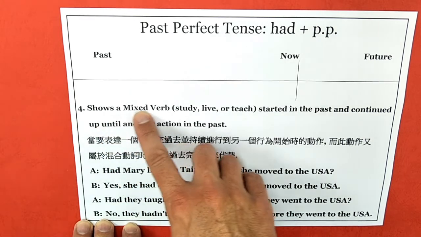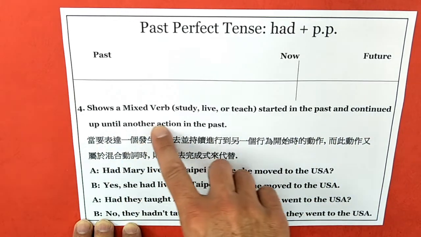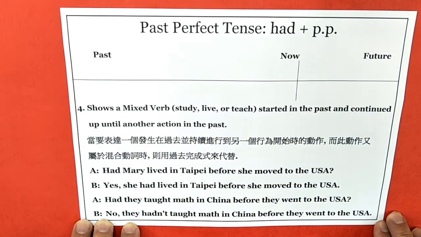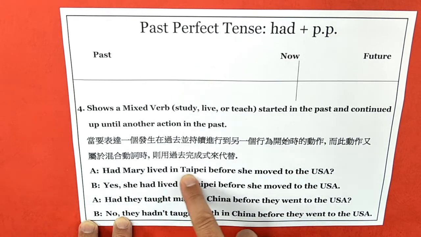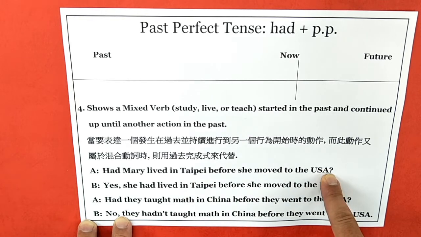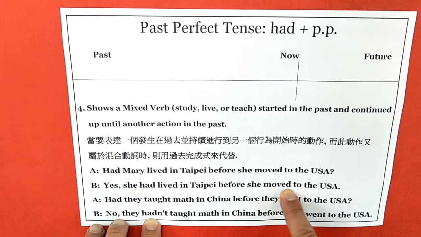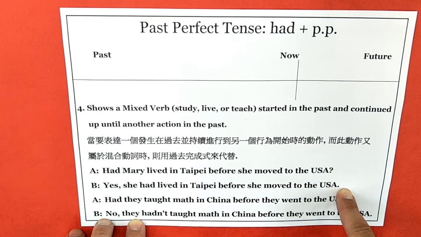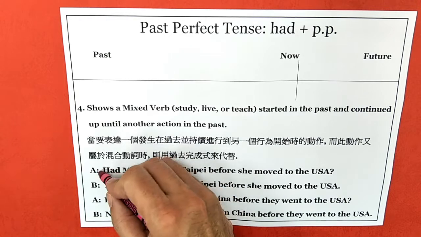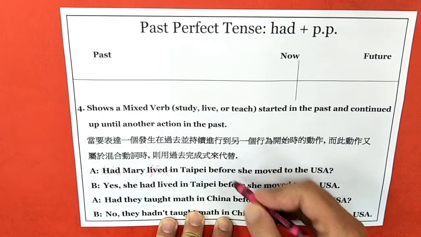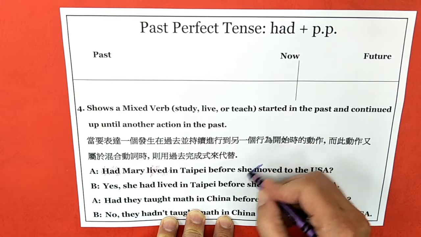So number 4 shows a mixed verb, study, live, or teach, started in the past and continued up until another action in the past. All right, so let's read the sentence. Had Mary lived in Taipei before she moved to the U.S.? Yes, she had lived in Taipei before she moved to the U.S. All right, so here's the first action, living in Taipei. And the second one, moved to the USA.